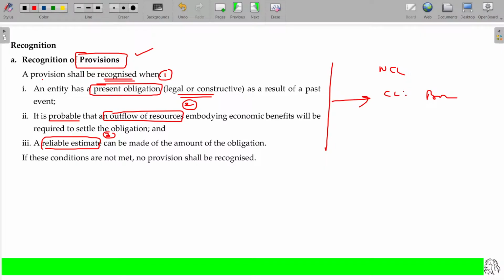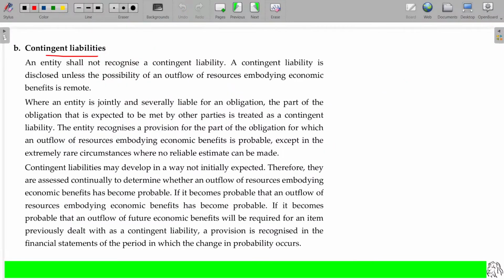Is that clear? In case of contingent liability, it will be shown as a separate item below the balance sheet. Okay, so an entity shall not recognize the contingent liability, but a contingent liability is disclosed, unless the possibility of an outflow of resources embodying economic benefit is remote. Okay, if the possibility of outflow because of this contingent liability is removed, you need not disclose it.